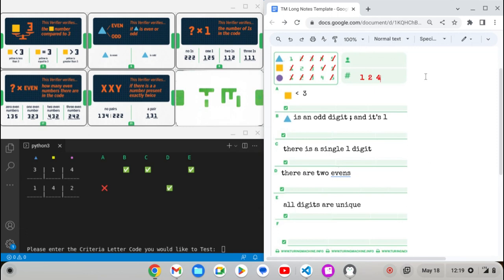And so let's review really quick. So square, criteria A, is letting me know that square should be less than 3. The middle digit square is a 2. Yep, that's less than 3. Triangle is an odd. It's the only odd. In combination with criteria C, it's a 1. So yeah, the first digit is 1. There are two evens, which means that the circle is the other even. So that would be 4. And of course, all digits are unique. So that looks like a winner. So let's actually go test.